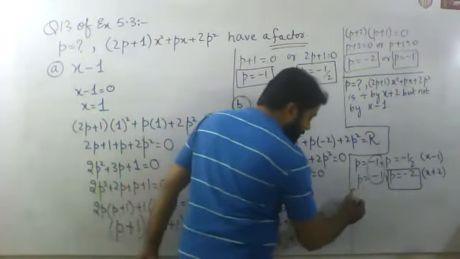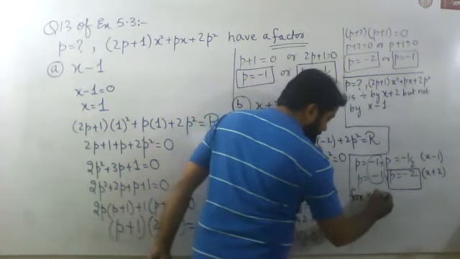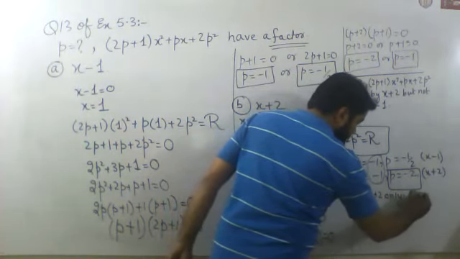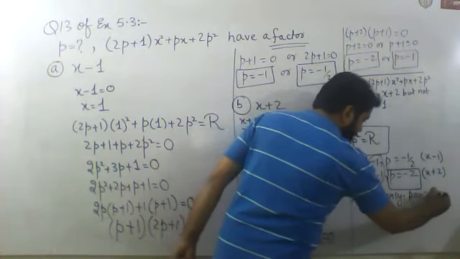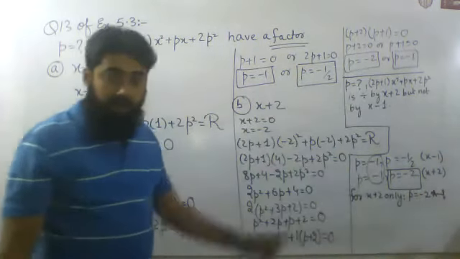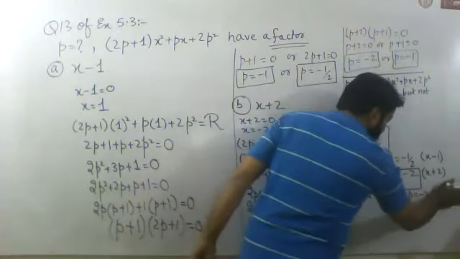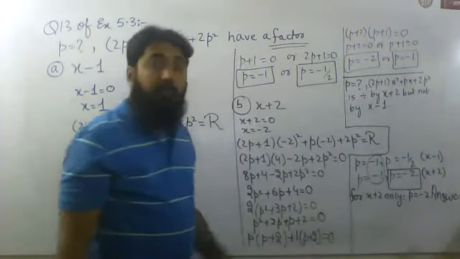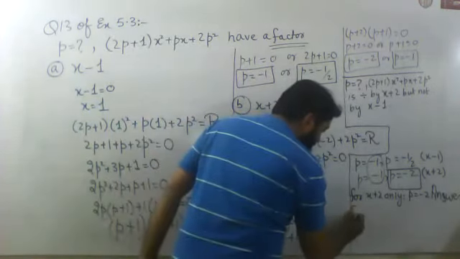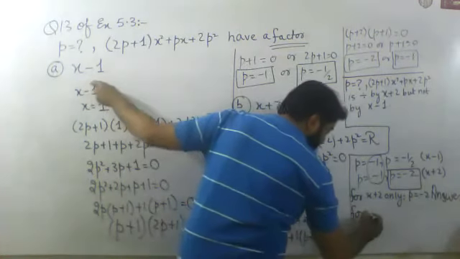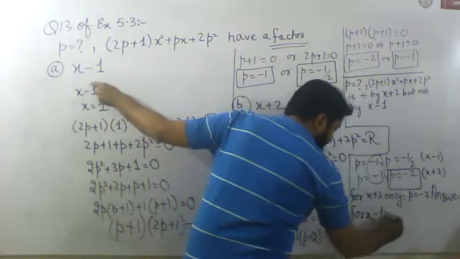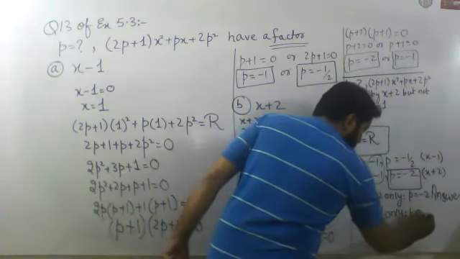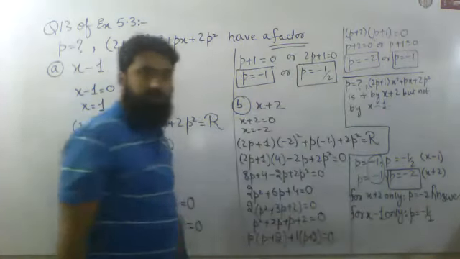If they are going to ask for x plus 2 only, then the result should be p equals to minus 2. That is your required one. That is the required thing which they have asked for right now. That should be your answer. But for instance, if they are asking that it should be divisible by x minus 1 only, then you will use p equals to minus half as the answer.